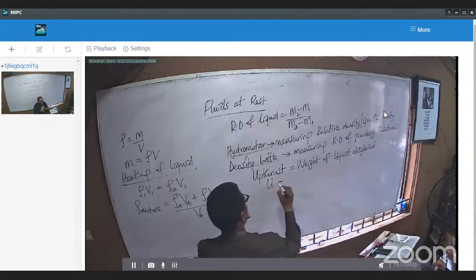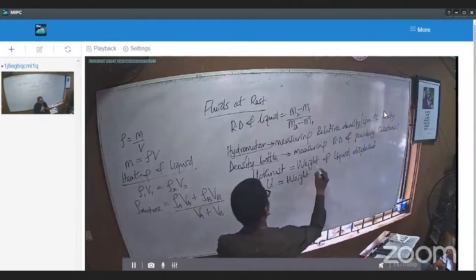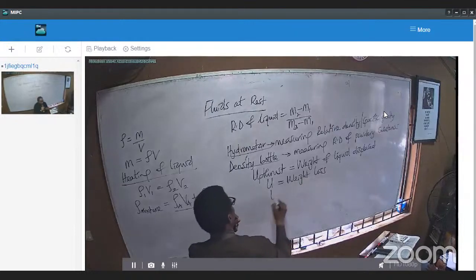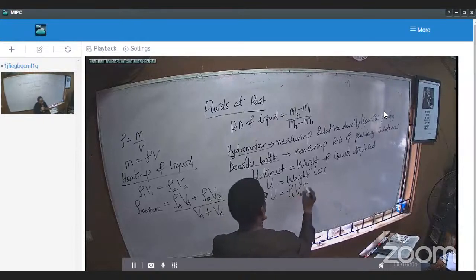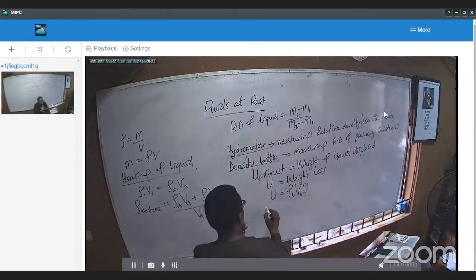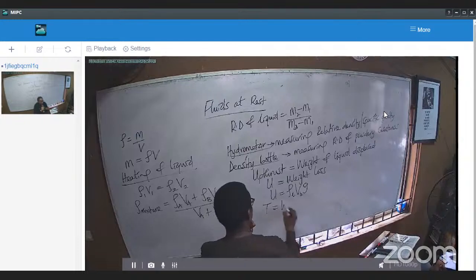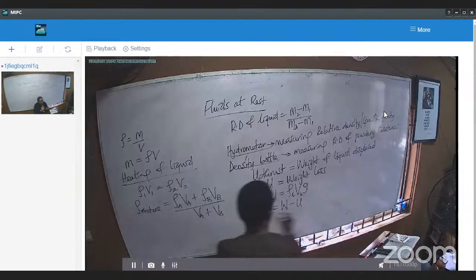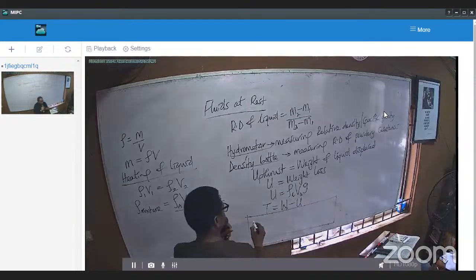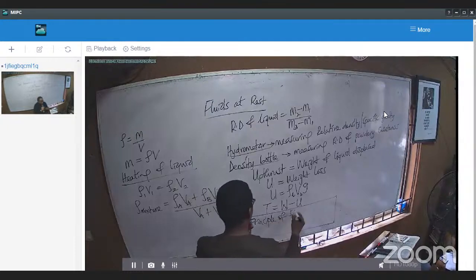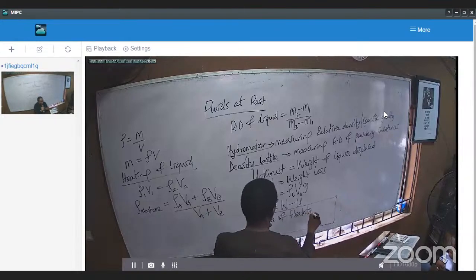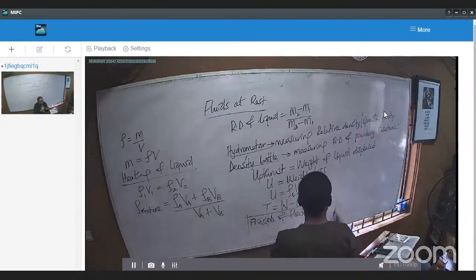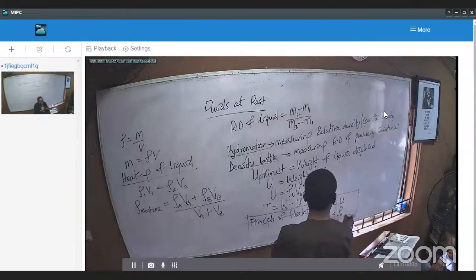So upthrust is weight loss. Upthrust is rho L V naught G. Then tension is always W minus U. That's another one we call principle of flotation. So principle of flotation is all about what? For a floating body, the weight of the body equals upthrust. That's it. And lastly, density of liquid over density of object. So that's all about that topic.